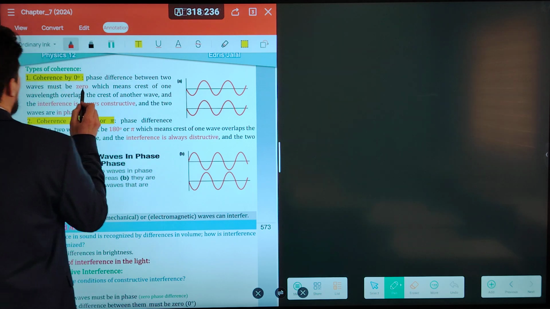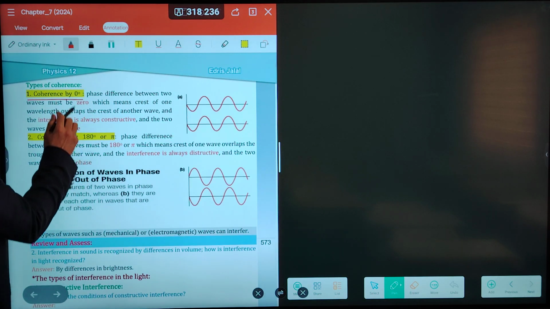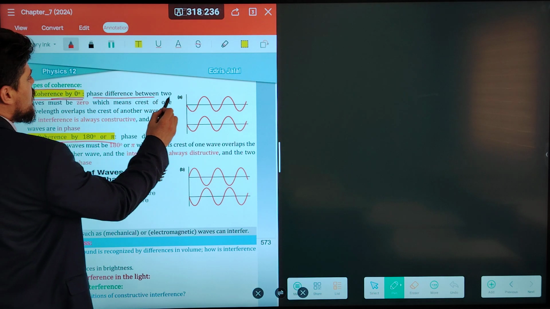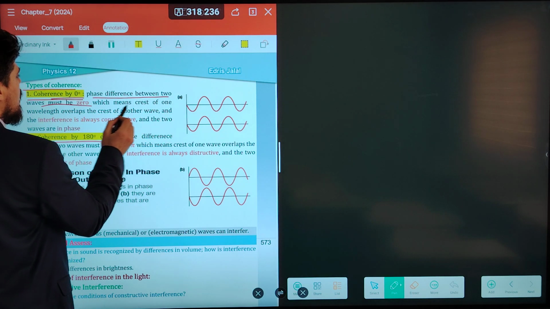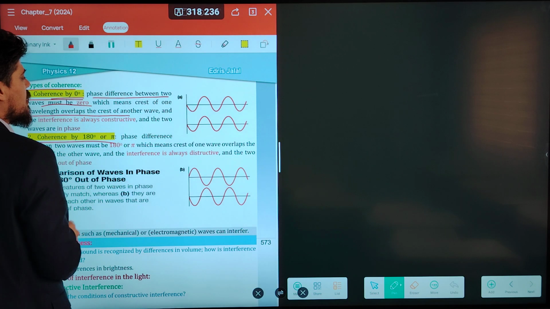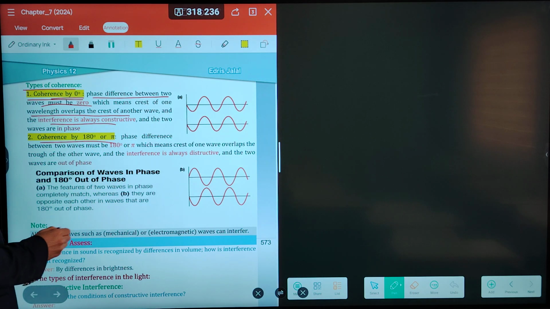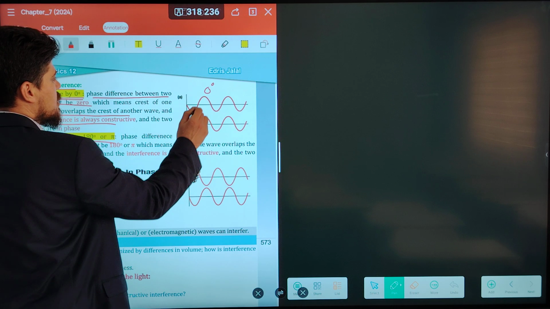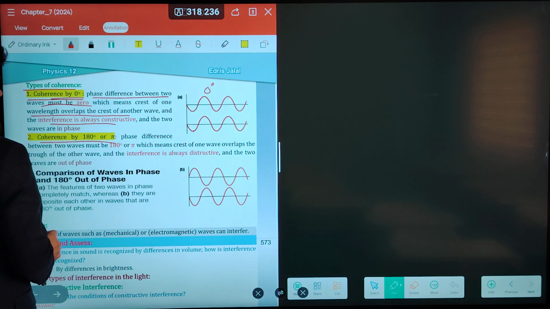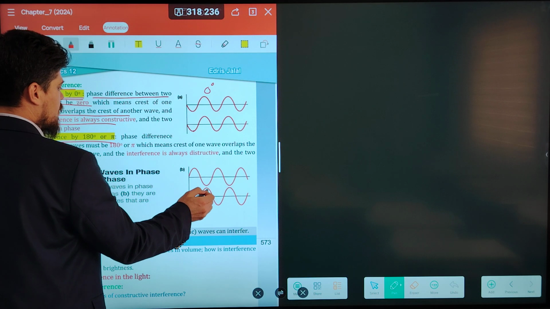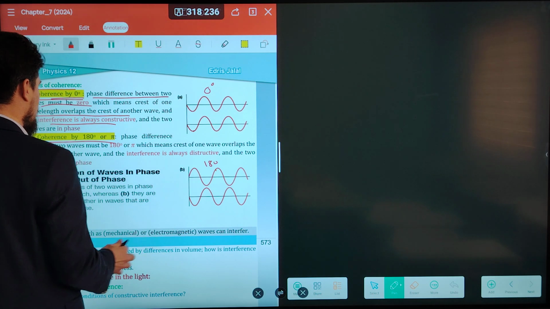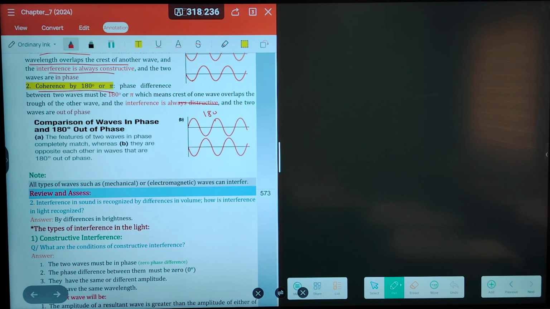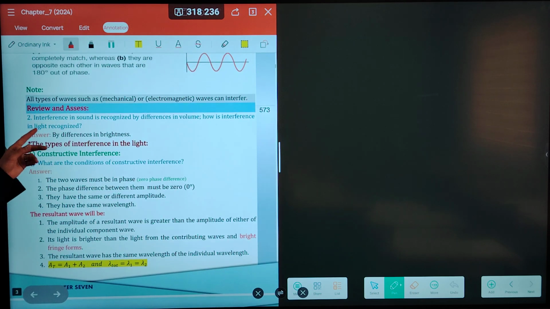So this is very important for the student to keep in mind that we have two types of coherence, by 0 or by 180. By 0, the phase difference between two waves must be 0, which means the crest of one wave overlaps the crest of another wave. The type of interference is constructive, such as in this figure. Trough, trough, crest, crest, trough, trough. Phase difference 0 all the time, coherent by 0. But 180, crest with trough, trough with crest, coherent by 180. The type of interference is destructive, and the dimmer region appears, or the dark fringe appears.